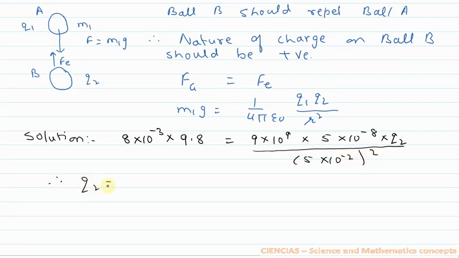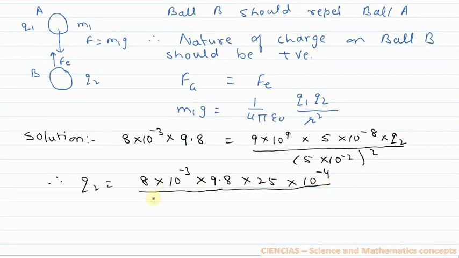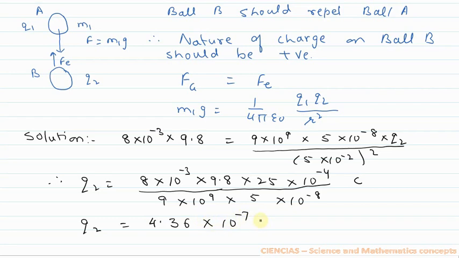Therefore, Q2 is equal to 8 into 10 the power minus 3 into 9.8 into 25 into 10 the power minus 4, divided by 9 into 10 the power 9 into 5 into 10 the power minus 8 coulomb. On solving this, we get Q2 equal to 4.36 into 10 the power minus 7 coulomb.